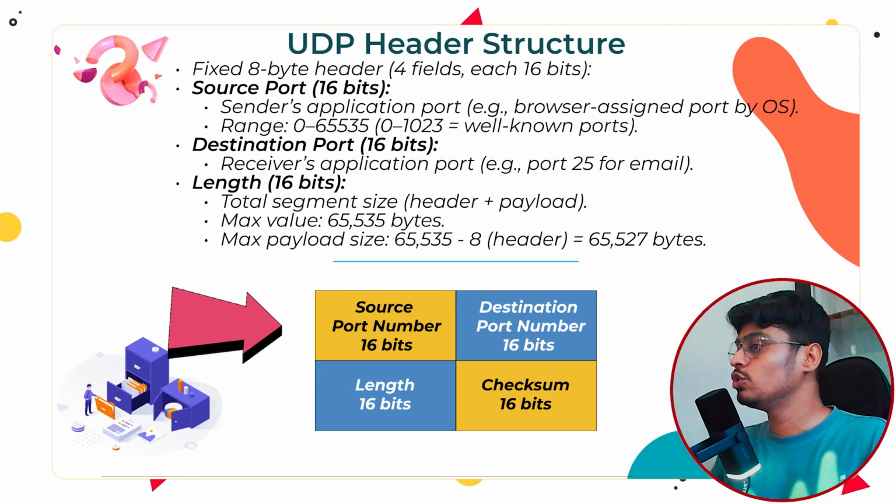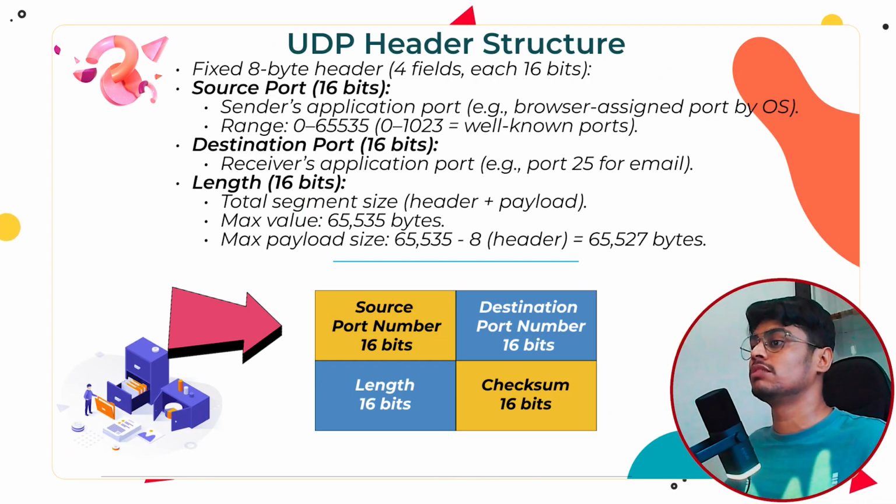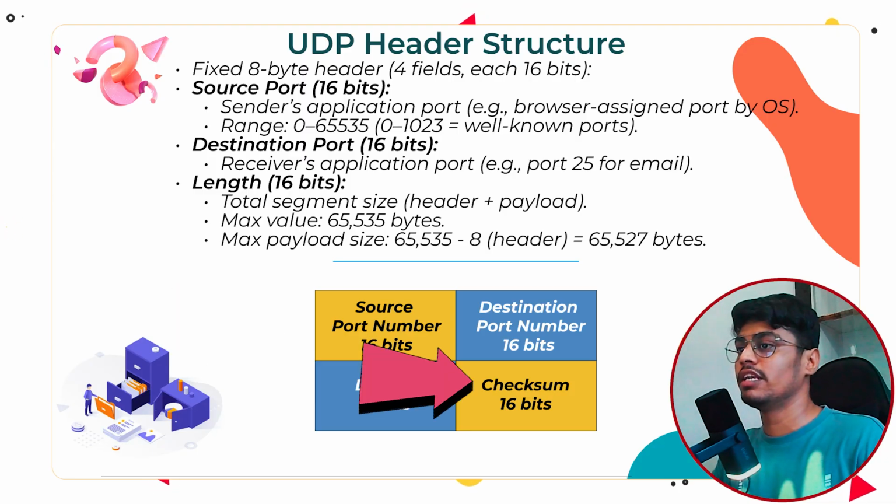Now we will discuss the UDP header structure. In the TCP header structure there were many options, but in the UDP header there are only 4 fields, and one field here is optional.